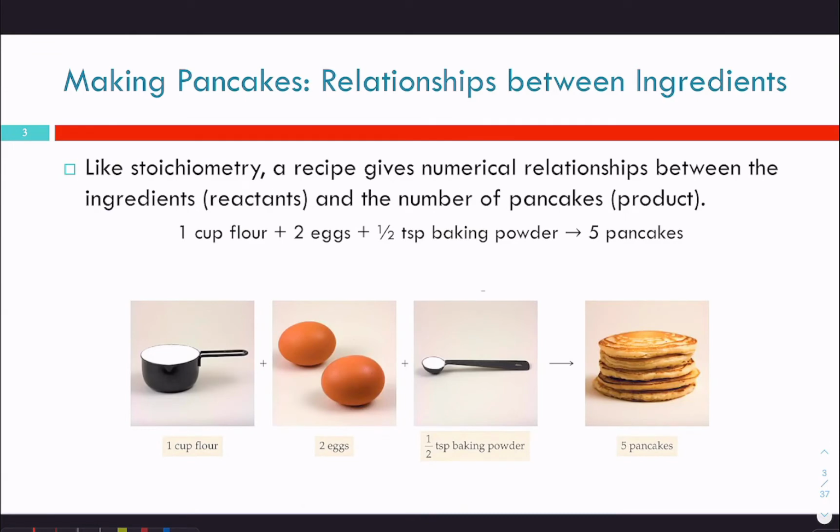Like stoichiometry, a recipe gives us numerical relationships between the ingredients, the reactants, and the number of pancakes in this case, or the products. So it takes a certain amount of flour, eggs, and baking powder. Of course, this is a simplified recipe, right? You need oil and milk and other things. But in the simplified recipe, you need these exact quantities of these things to make 5 pancakes. If you don't have enough of any of those things, you can't make 5 pancakes. You can only make fewer than 5.